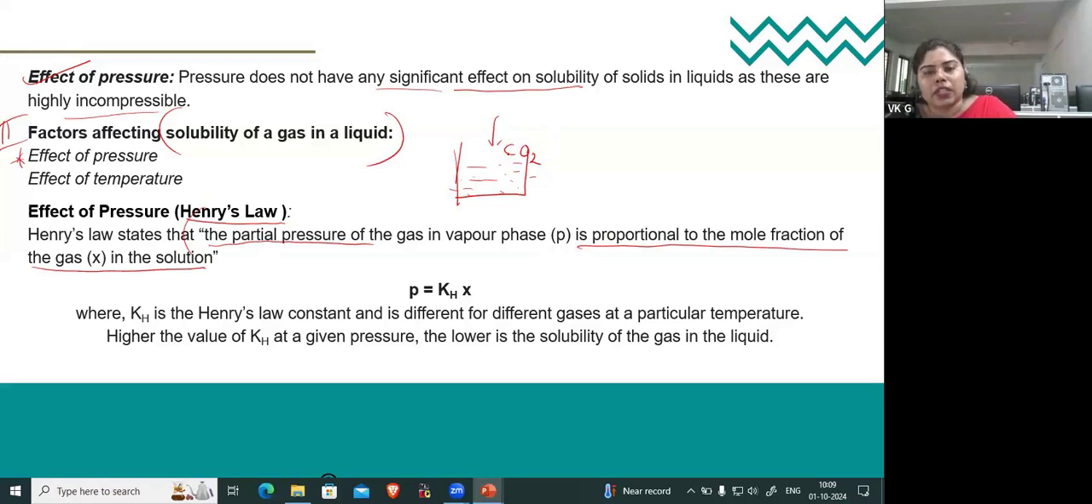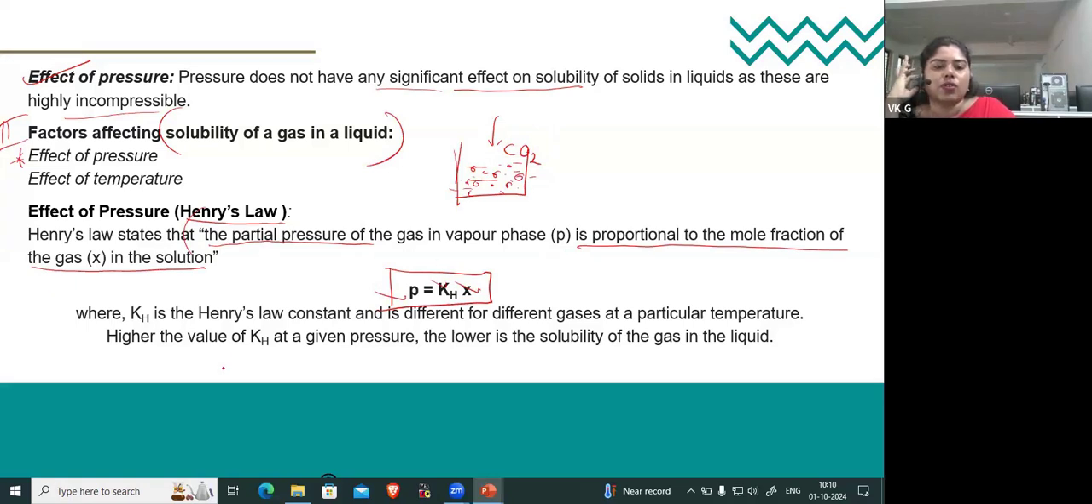Whatever pressure is there, or whatever the partial pressure of the gas is, it is proportional to how much amount of gas is being dissolved in the solution. That is what it says. Okay, so the expression also we discussed, that is P is equal to KH into X, where P stands for partial pressure of the gas, X stands for mole fraction, and KH stands for Henry's constant.